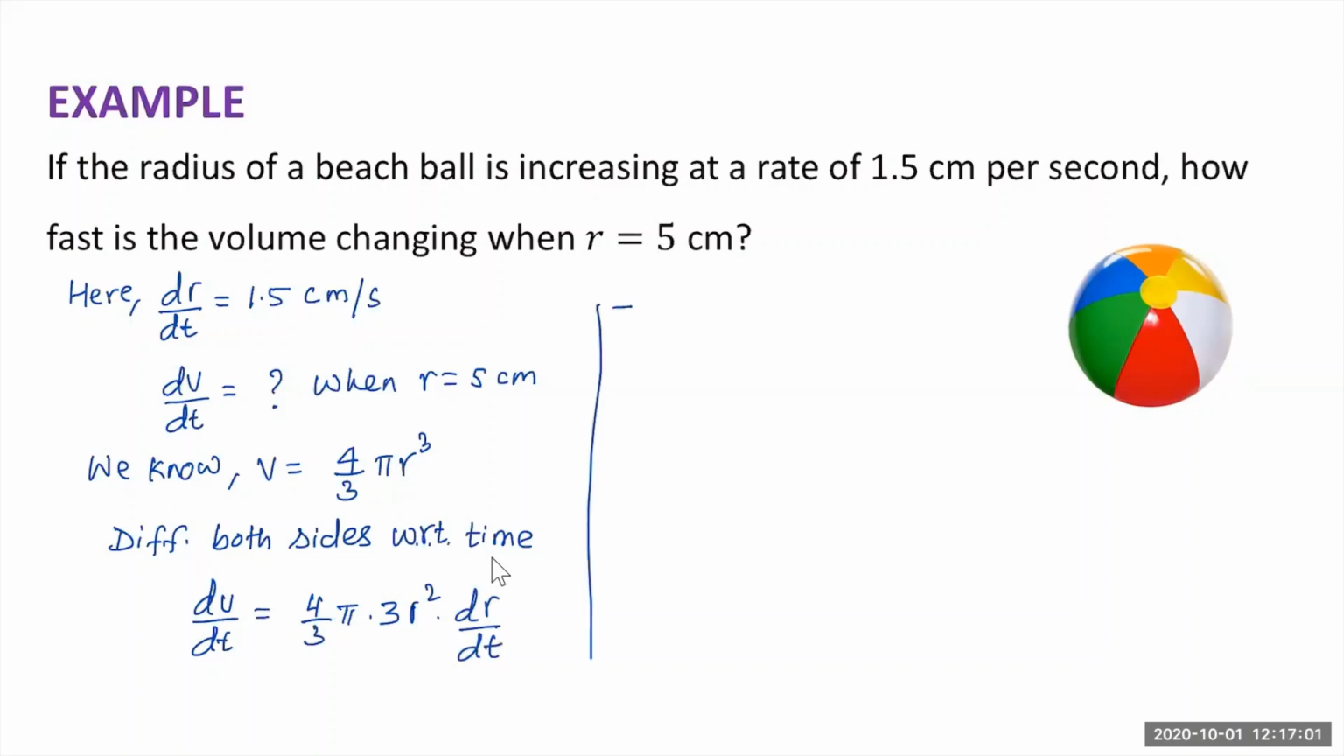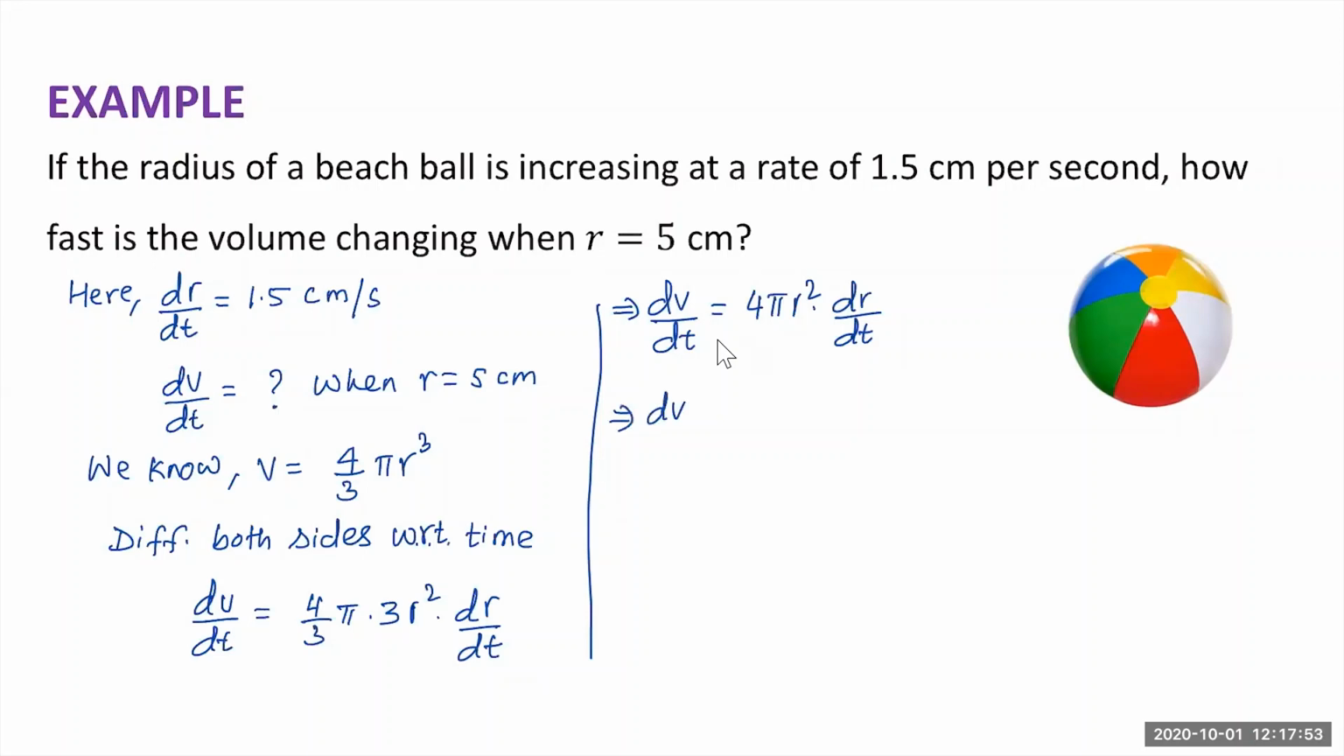Then in the next step, the change in volume with respect to time is equal to, here you can see 3 and 3 get cancelled. So you get 4 pi r squared multiplied by dr over dt. So this is the formula. This one is the formula to find the change in volume with respect to time. Now we are going to plug in the values.